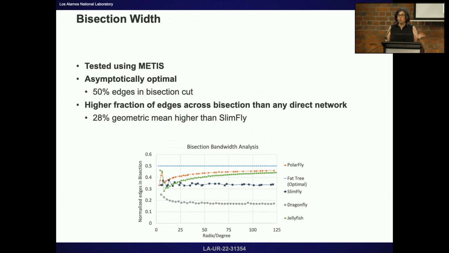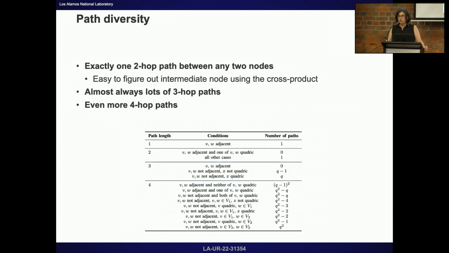By section width, we had to look at this. We used Metis to analyze it. And it's asymptotically optimal. It's approaching the best. Again, it does better than Dragonfly. Slimfly isn't too bad, but it still isn't quite up to what PolarFly does. Fat Tree does well. How about path diversity?